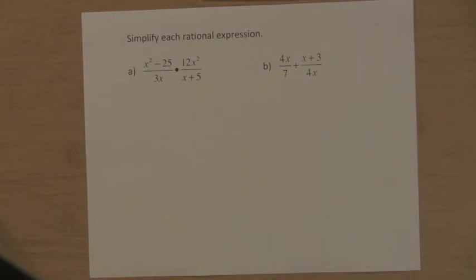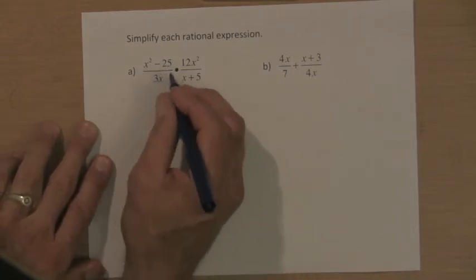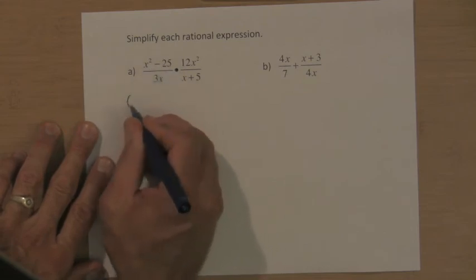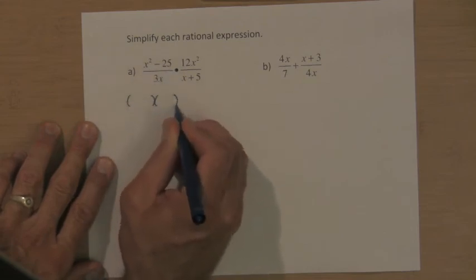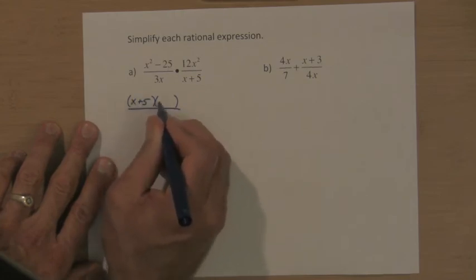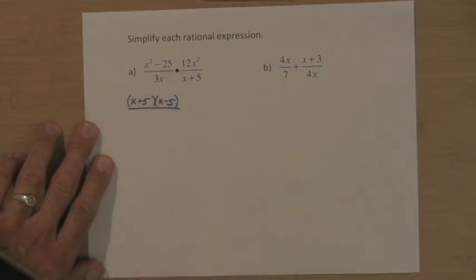The first one, I noticed it's a multiplying problem, so no reciprocal, no denominators have to be common. Our only job is to factor everything we can and cross out common factors to simplify it. X squared minus 25, that's a difference of two squares, so that's going to factor into these two parentheses. There's no other common factor there. One of them is x plus 5, one of them is x minus 5. Those kind of stand out because 25 is a square, it's 5 squared.